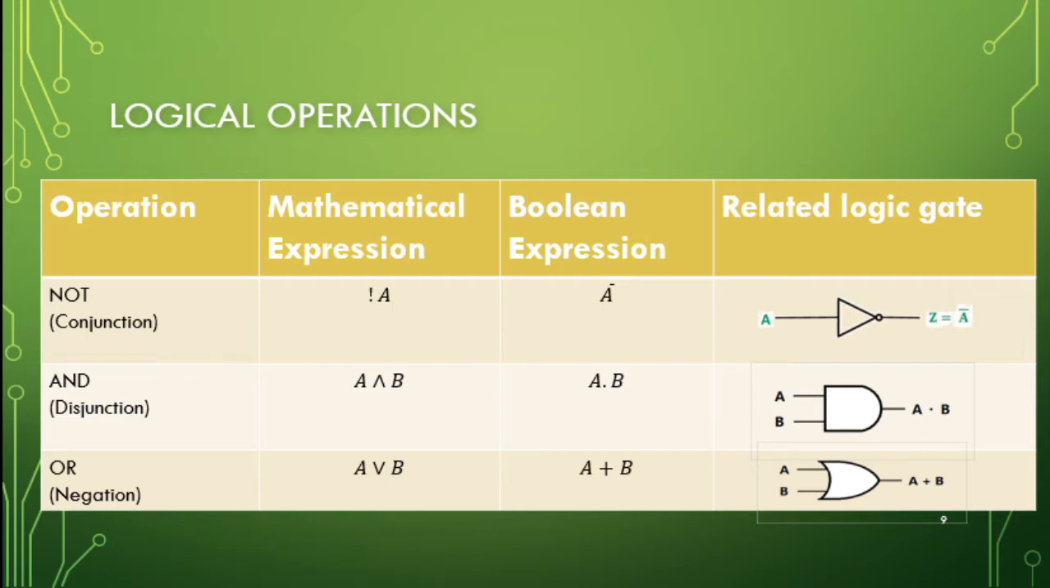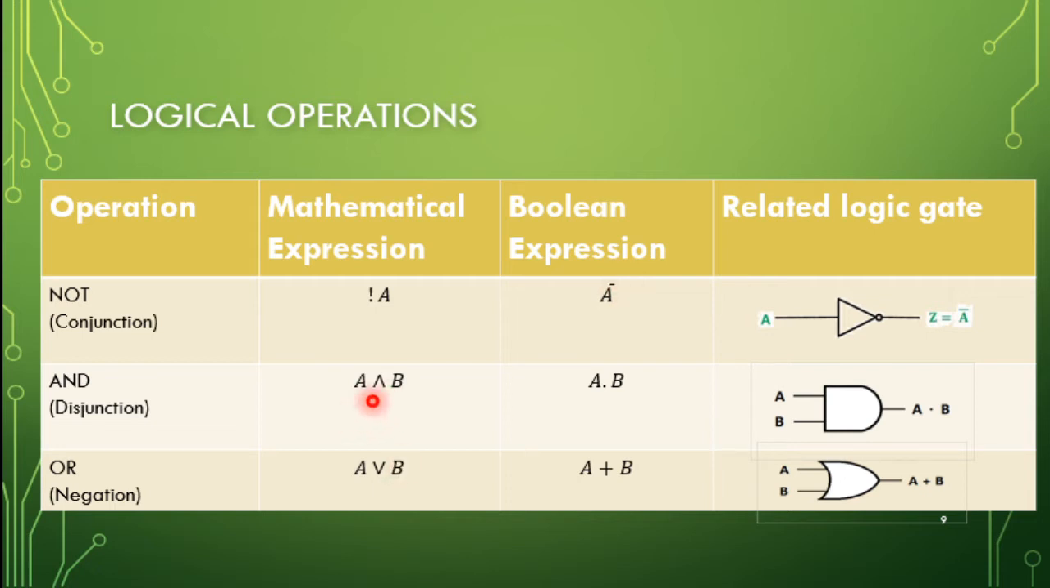Sorry, I think this has to be corrected. The NOT operator is actually the negation. So please correct this particular one. It's a negation. So this is the mathematical expression for that, and this is the Boolean representation. Now in the Boolean expressions, you will see there's a small bar on top of this particular statement.